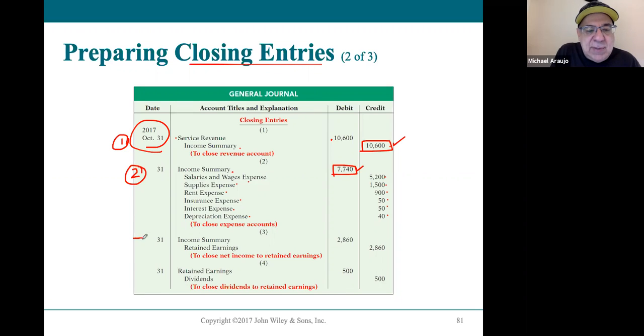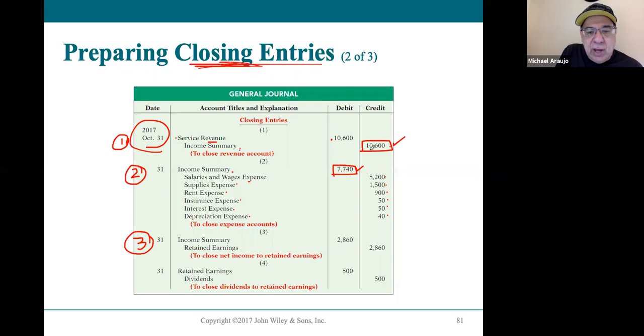All right, income summary. Now that all of our revenue accounts are closed and all of our expense accounts are closed, we no longer need the income summary account. We can actually just close that. To close the account means that the debit side and the credit side of the account are equal, so the balance is zero. That's closing.